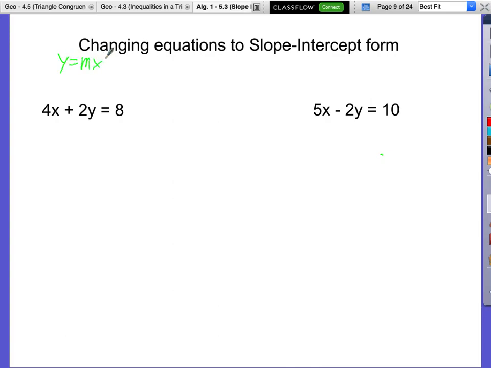Very good. Y equals mx plus b. So we need these equations to be in slope-intercept form. We need these equations to be in the form of y equals mx plus b. So we need to try our best to get it there, okay?